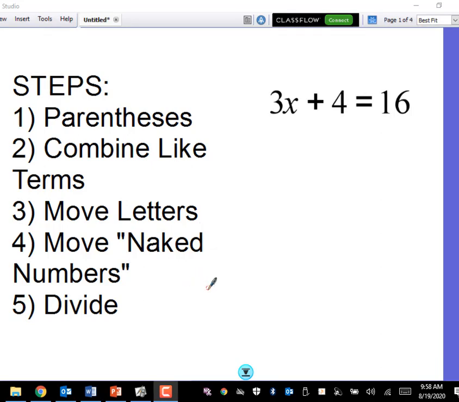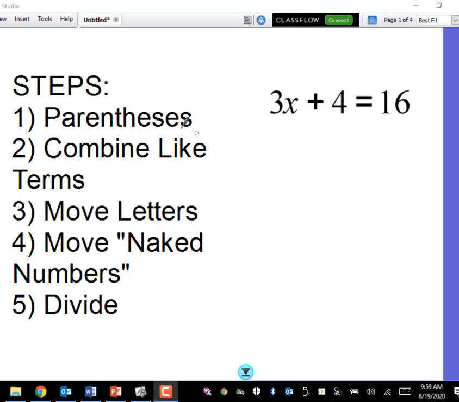Okay, this is just a short video so we can review the steps to solving an equation, because you are going to have to know how to solve an equation to do all the stuff in geometry. So we just want to make sure we're all comfortable knowing the steps and practicing them again. If you don't remember, these are the steps to solving an equation. You learned this last year in Algebra 1.